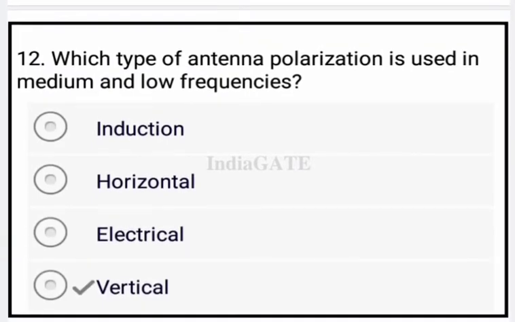Which type of antenna polarization is used in the medium and low frequencies? Vertical antenna polarization is used for the medium and low frequency. Option D is your correct answer. Next question.